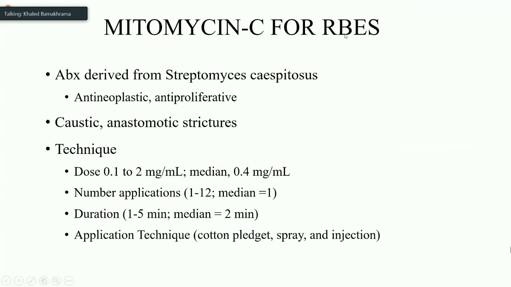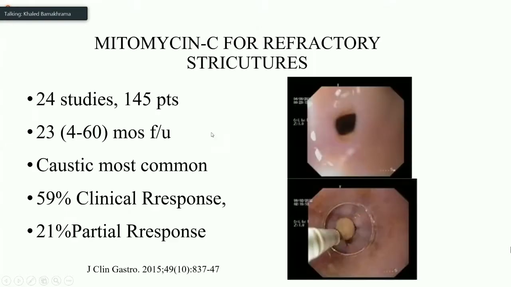Mitomycin C for refractive benign esophageal strictures. It is derived from the streptomyces. It is anti-neoplastic and anti-proliferative. The technique is to apply it either with cotton blends or spray or injection, and you need to keep it for at least 1 to 5 minutes, and the mean is 2 minutes.